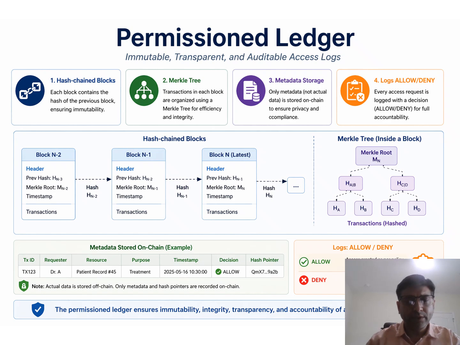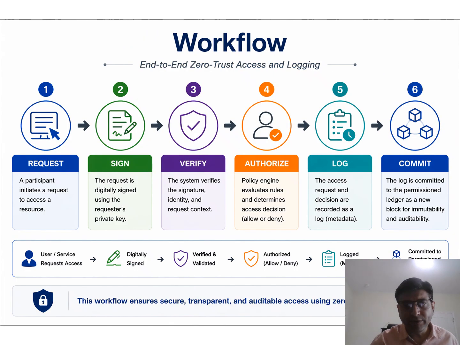Coming to the next slide, where we are talking mainly about the workflow. The workflow is step by step, which is request, sign, verify, authorize, and log commitment. Every step is mandatory, no bypass allowed, so that the performance is not impacted. That's how the workflow is ensured.